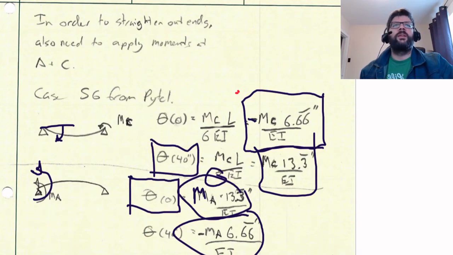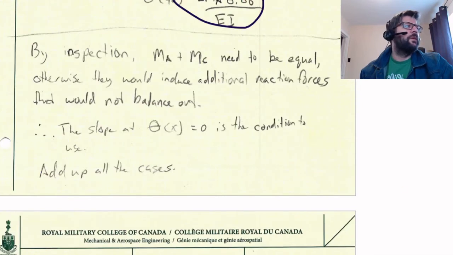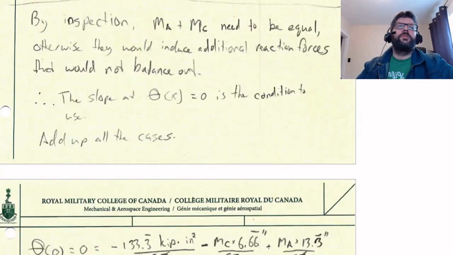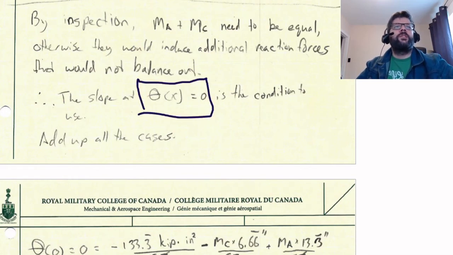So one thing that we can keep in mind is that when we're looking at this, we can tell that MA and MC are going to need to be equal. Otherwise, because everything else is symmetrical, having non-equal reactions would induce other reaction forces that aren't going to balance out. So we can use just one of the ends to figure out what they are because of that. So again, our slope at x equals 0 is going to be our compatibility condition to use, and we just add all those up.